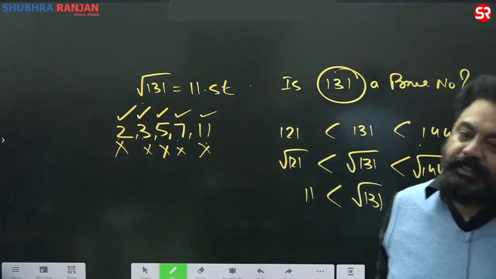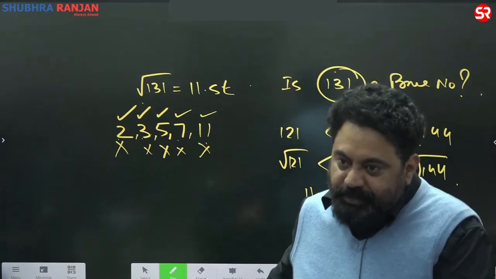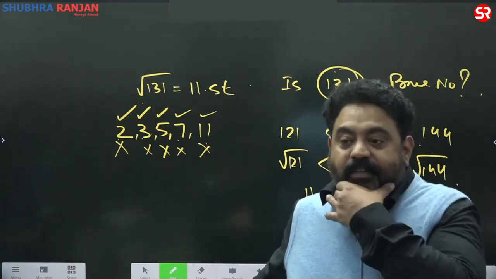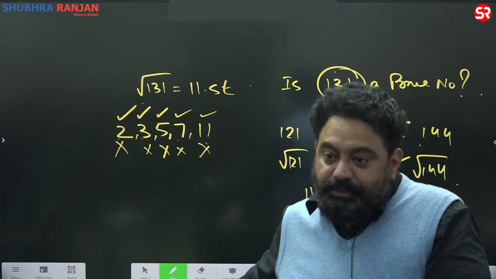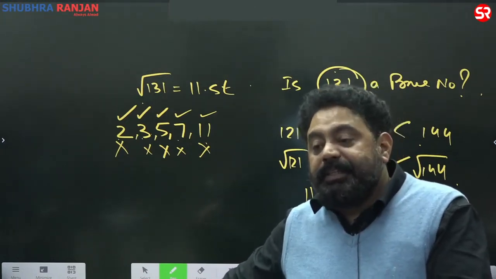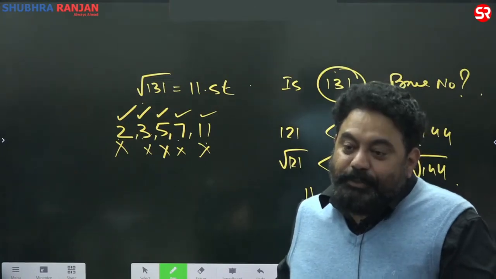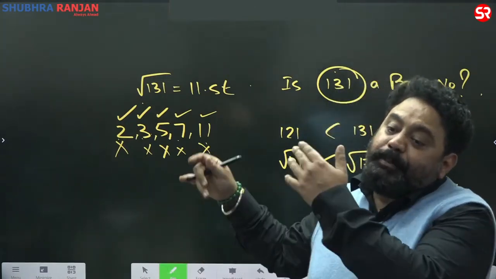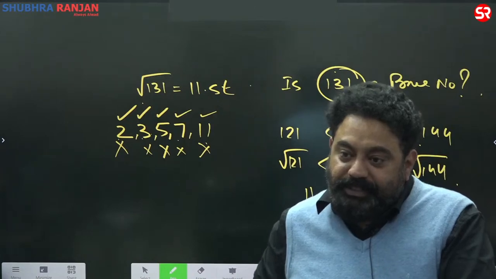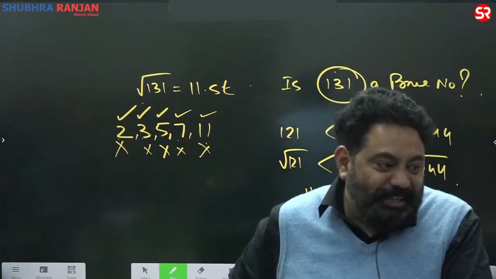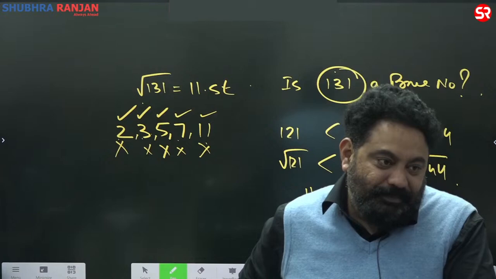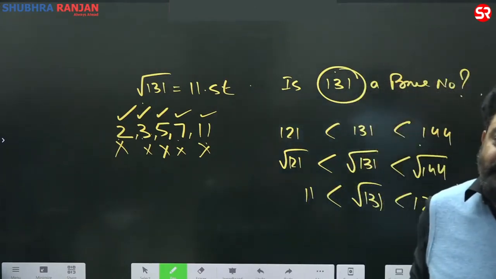Because we genuinely are looking for prime numbers, right? If a bigger number is given, 11 into 11 is 121. So we know the product of two prime numbers, 11 into 11, is very near to 131, right? So it cannot be a prime number beyond 11. We need to check. Got it? It cannot be a prime number beyond 11. We don't need to check that.